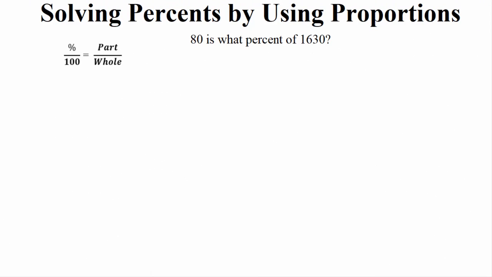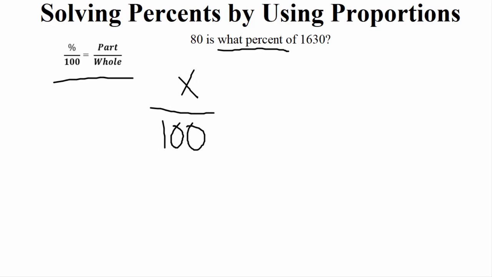Our next example says 80 is what percent of 1,630? So again, taking a look at our formula here for percents, let's plug in, starting with the percent over 100. Now, taking a look at our problem here, I don't see a percent, right? There's no percent symbol, there's no number with the percent following it. We're not given the percent. This actually wants us to find out what is the percent. So that's actually what we're solving for. So that percent, that's going to be our x, and we're going to put that over 100.